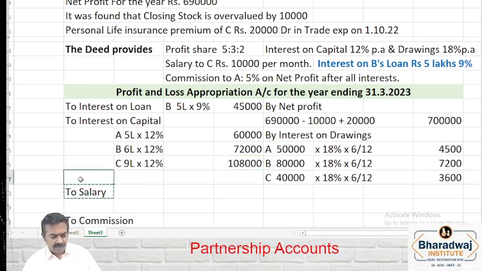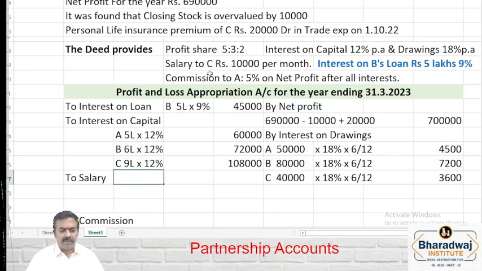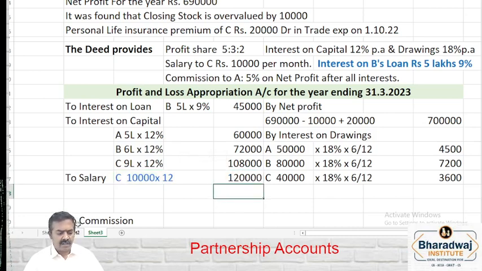Salary: to which partner is salary given? C. How much per month? 10,000 per month. Then 10,000 into 12. It is given only to C. 10,000 into 12, how much? 1,20,000. Then commission is payable to whom?